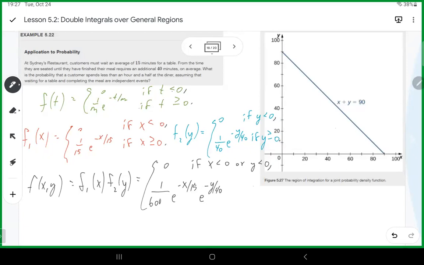Okay. And then if x or y is greater than 0, we want to find the probability that the combined time x plus y is less than 90 minutes.